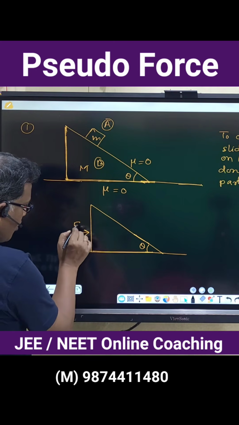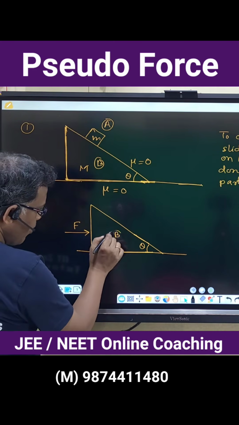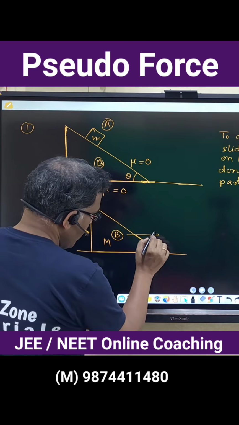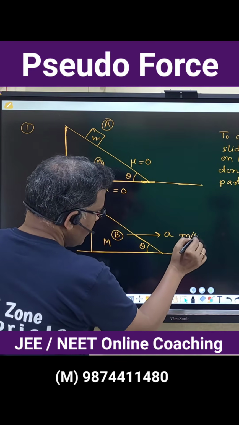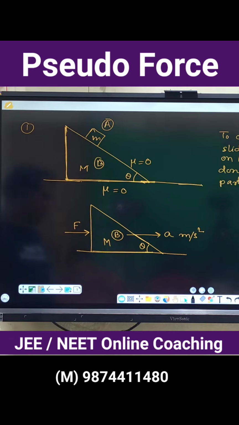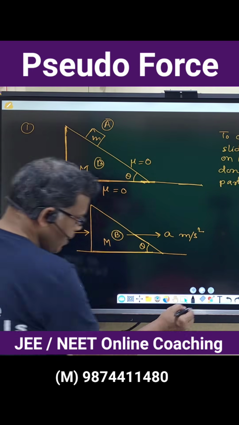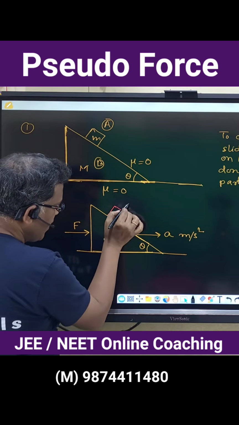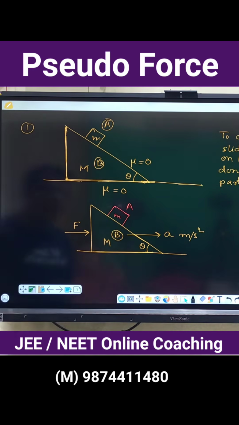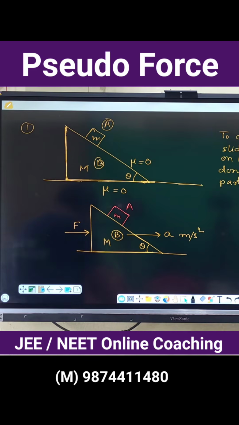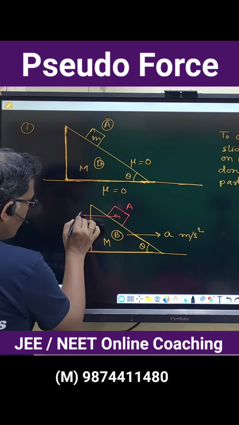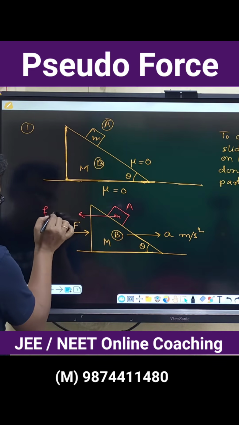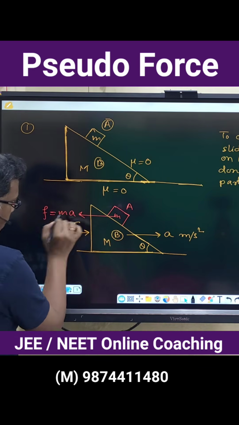If you apply some force on capital M, which is marked as block B, as a result there will be a resulting acceleration, say a meter per second square, achieved by the mass B. Then what will happen? Now, consider this mass small m of particle A. Once particle A finds itself in contact with a non-inertial reference frame, it will immediately receive a pseudo force, and this will be the pseudo force, small f, which we can write as m into a.